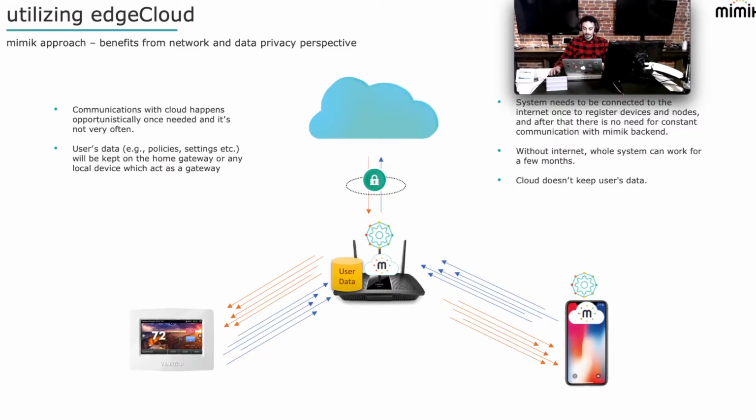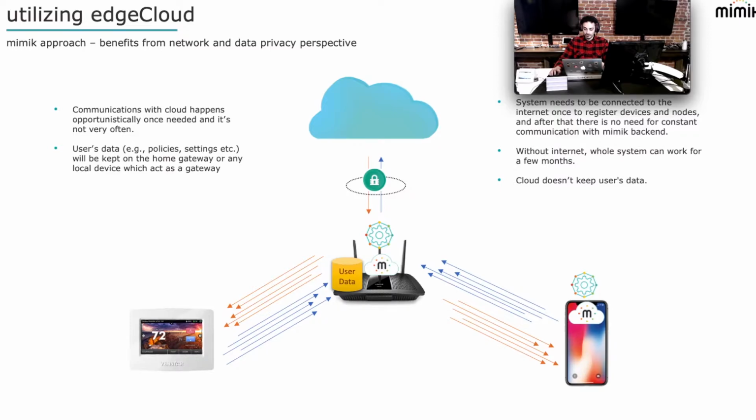Without internet, the whole system can operate like normal for a few months. This is achievable because all of the processing is now taking place at the edge, and there is no need to go to the cloud. Mimik edgeEngine and microservices allow the smart devices of today to run and execute at the edge what was once run in the cloud.